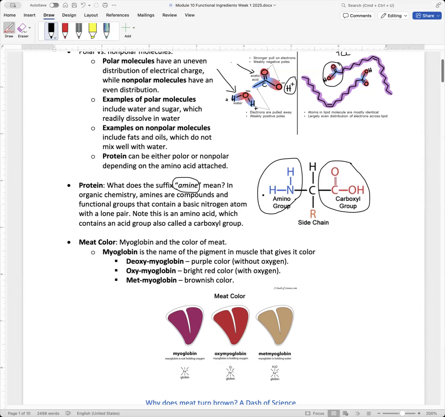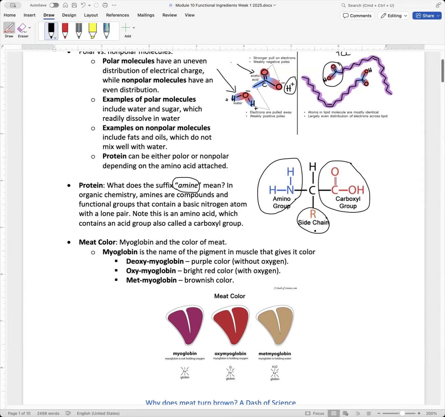And then each one of these, this is the same in all proteins. This is the side chain. So we talked about amino acids before. So this can be any one of those 21 different amino acids.